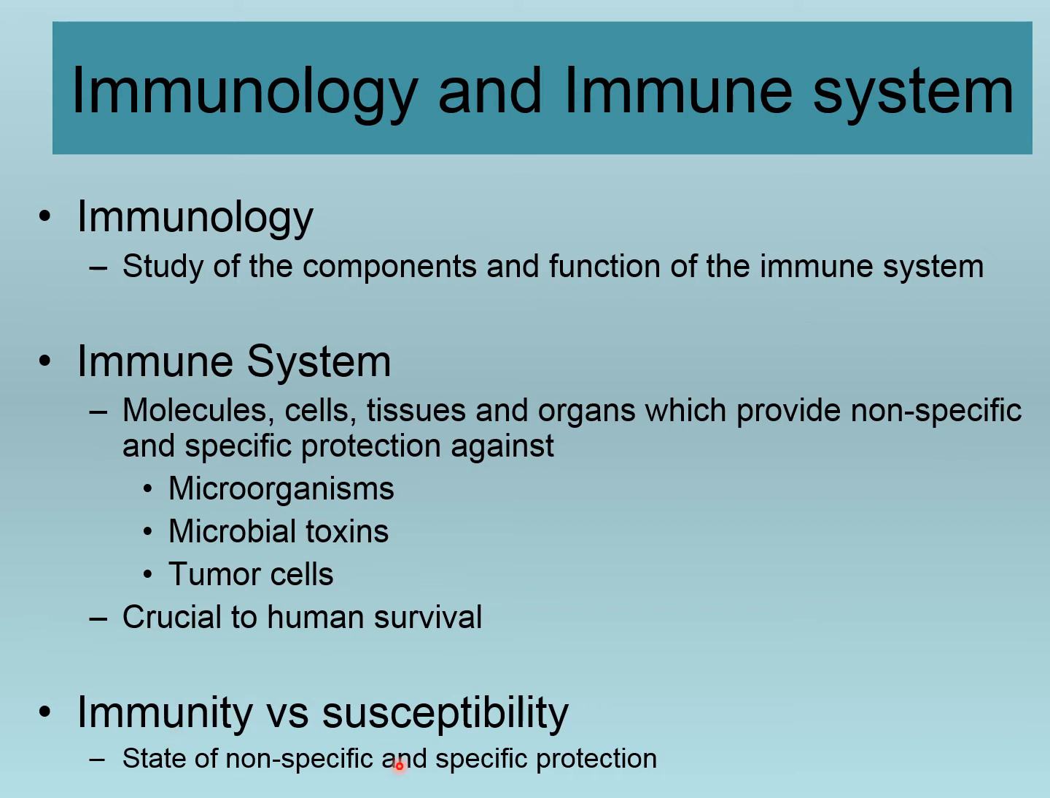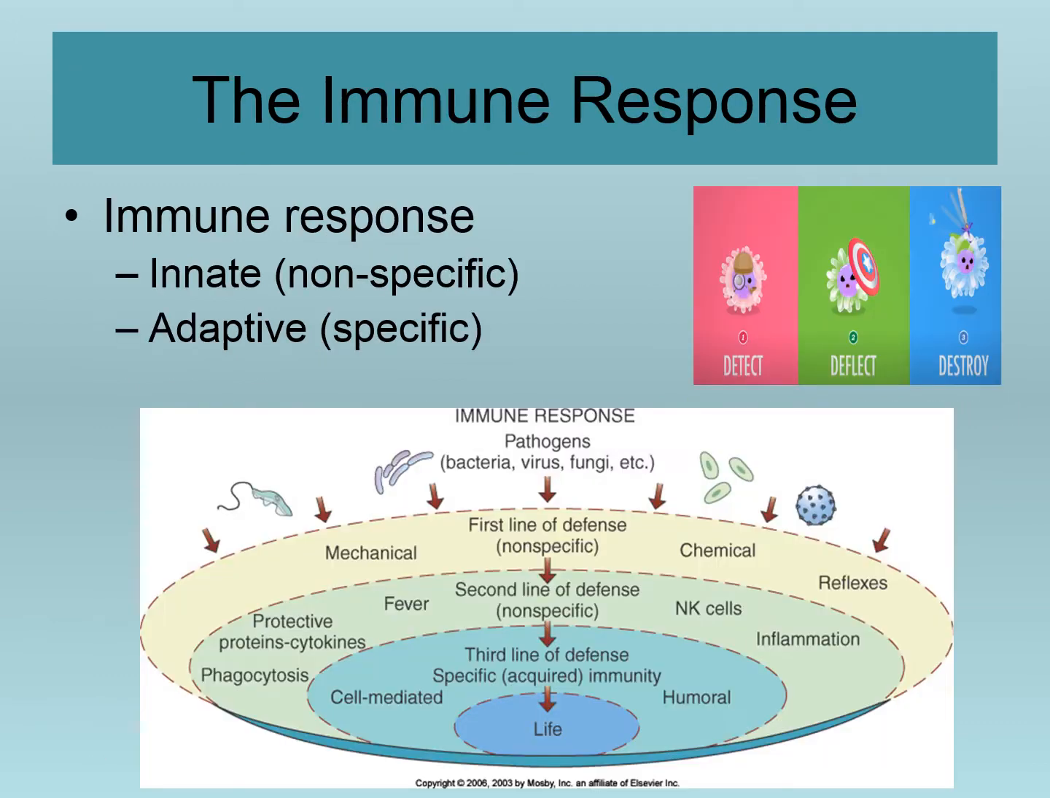A state of being non-protected is called susceptibility. If a person is not able to defend itself from a specific microbe, he is said to be susceptible to that specific pathogen. Whenever a foreign invader gets entry into our body, the immune system detects it, deflects it, or destroys it. So the overall collective and coordinated response to a foreign invader is called an immune response.